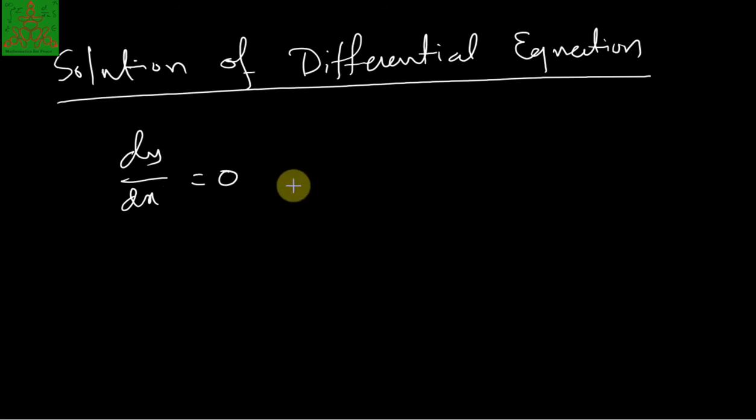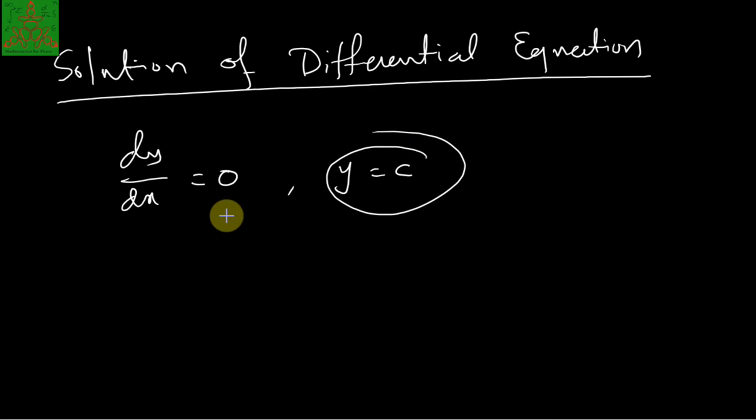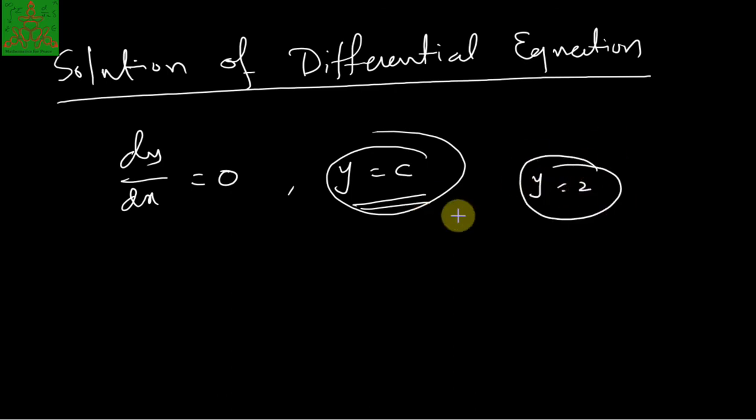So here it is obvious that y is constant. Any constant will satisfy this equation. That's why we can say that y equal to a constant is a solution for this differential equation. In particular, I can say that y is equal to 2 is a particular solution for this equation, or any constant you put instead of 2 will be a particular solution.